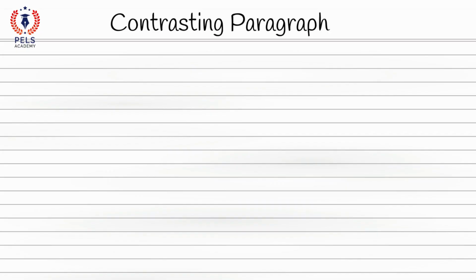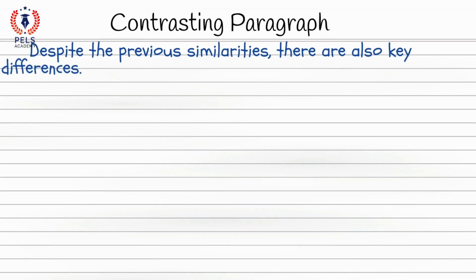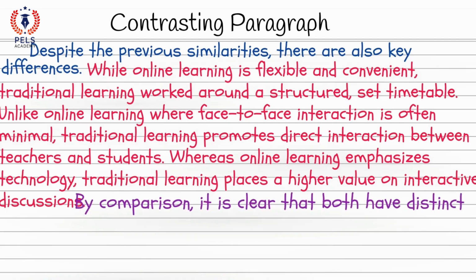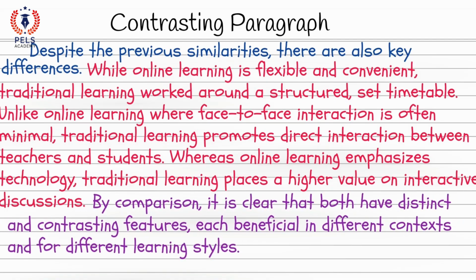Begin with a topic sentence where you introduce how different they are. Follow this with several sentences providing details of the differences between your subjects. Then end with a concluding sentence which summarizes the points you've made or restates the topic sentence in a new way.